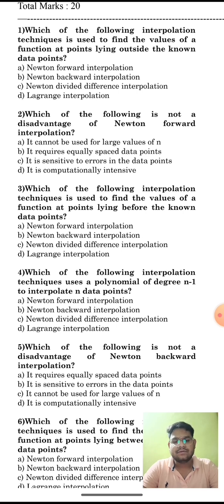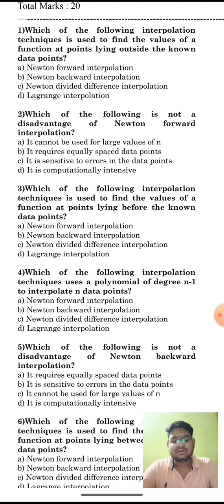Question 1. Which of the following interpolation technique is used to find the value of function at point lying outside the known data points? Options are A. Newton forward interpolation. Option B. Newton backward interpolation. Option C. Newton divided difference interpolation. Option D. Lagrange's interpolation. The correct answer is option C. Newton's divided difference interpolation. Move on to the next question.